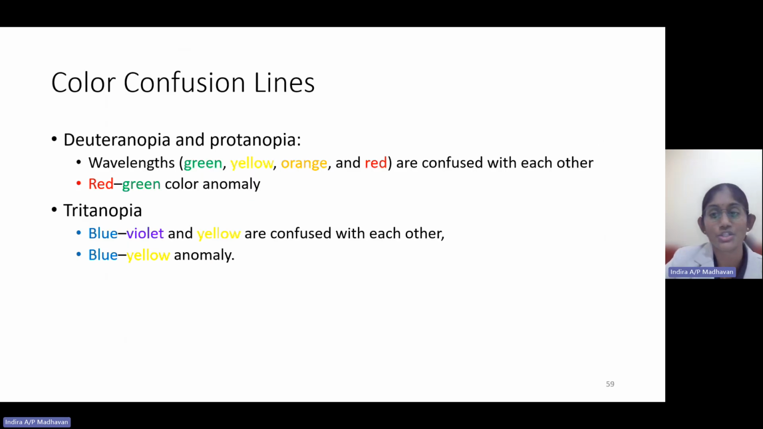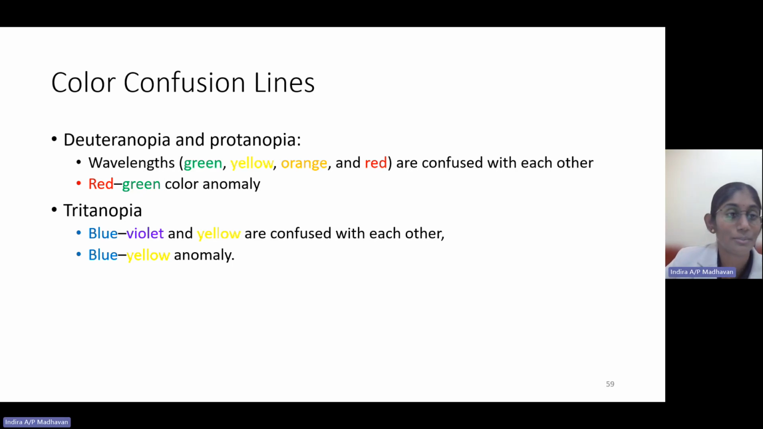Now, color confusion lines. What are the colors that they get confused? Deuteranopia and protanopia, the red-green defects: the colors they get confused are green, yellow, orange, and red. They get confused when these colors are put next to each other. Even if a patient has a color vision problem and looks at the slide here, they might not be able to see that these letters are colored differently. They might think that all the colors look the same.